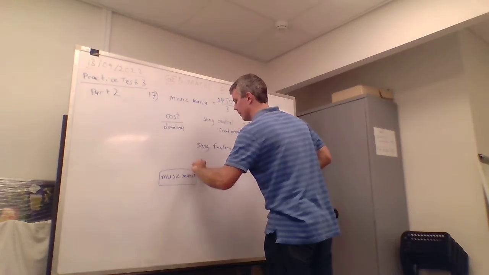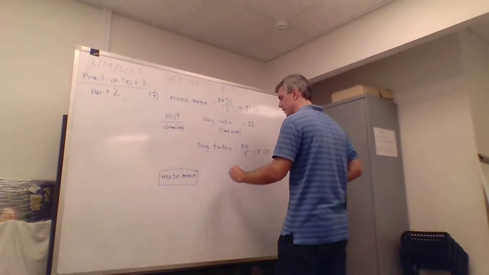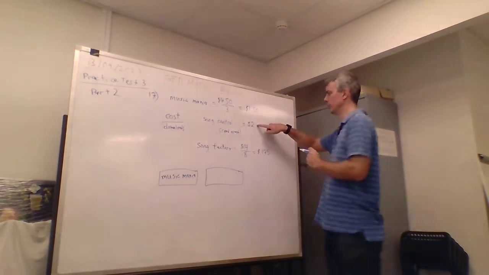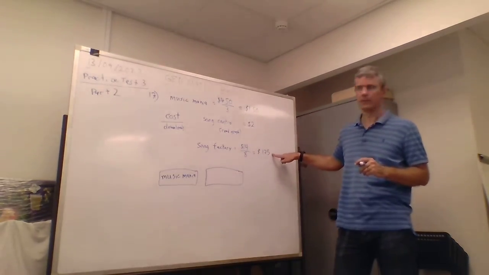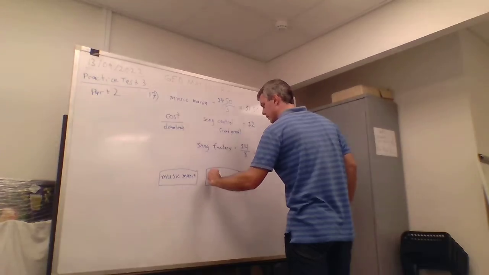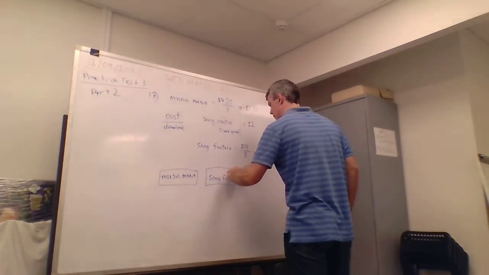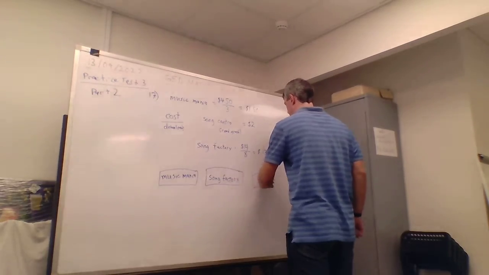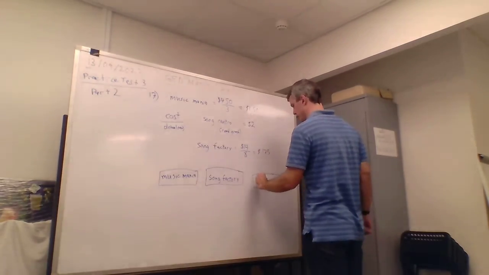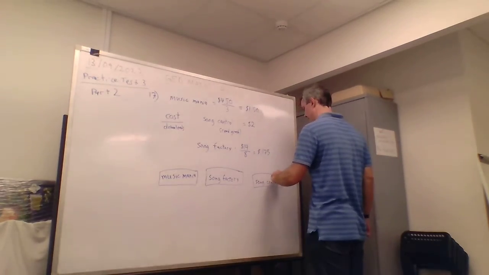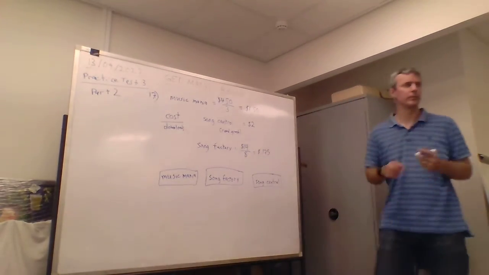Okay. Second. And second is what? Song Central is 2, and Song Factory is 1.75, 1.5. So Song Factory. And then the last one is Song Central. Okay, so you just drag them in that order.